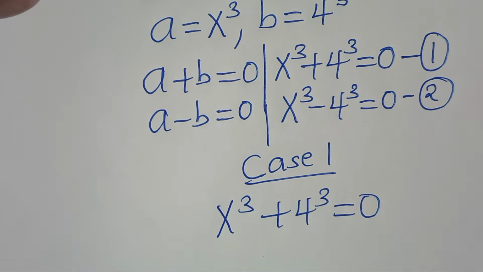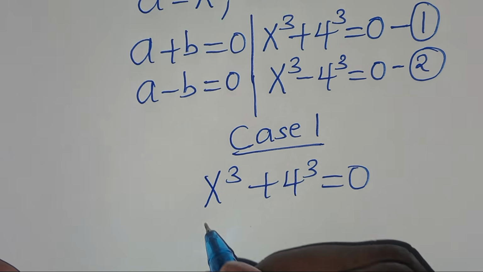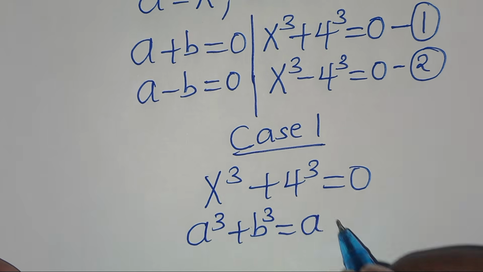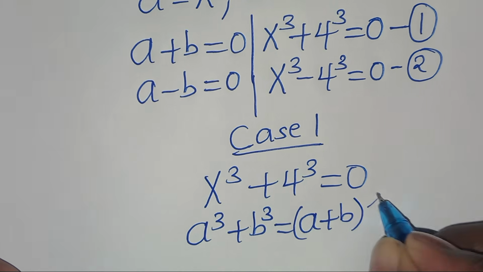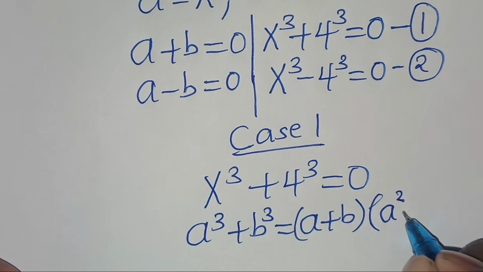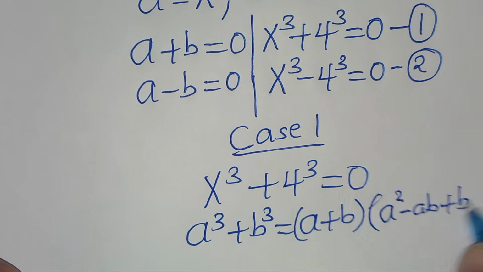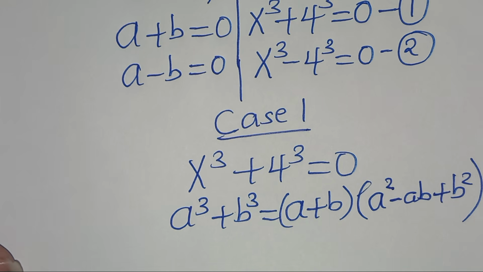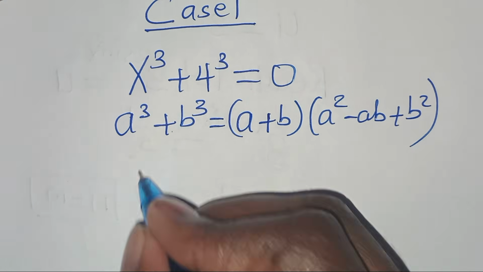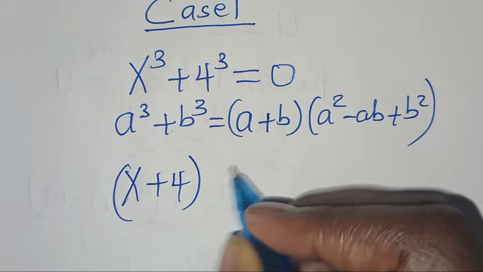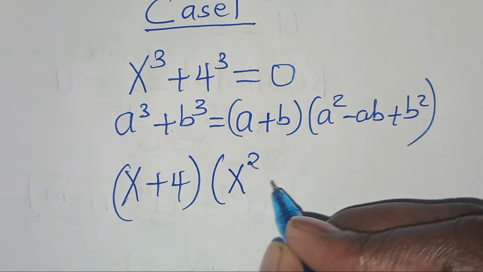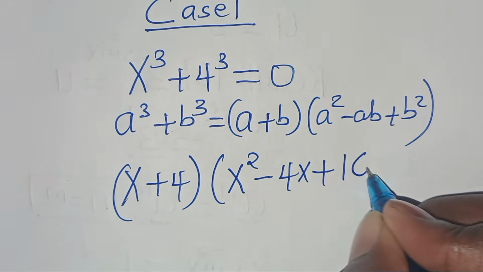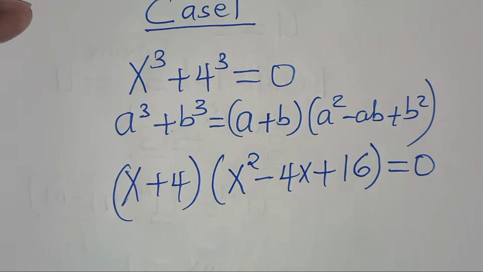This is equal to 0. This is the sum of two cubes expressed as a to the power of 3 plus b to the power of 3, which can be expressed as a plus b into the parentheses, a to the power of 2 minus a times b, then plus b to the power of 2. Applying this identity, then we have x plus 4 into the parentheses, x to the power of 2, subtract 4x, then plus 4 to the power of 2, this is 16, and this is equal to 0.